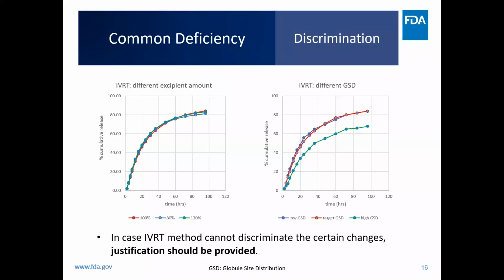The right side graph is an example of different globule size batches. The applicant manufactured lower globule size and high globule size batches, but the IVRT method did not discriminate the lower GSD batch, while the high GSD batches showed slower release. So in case your IVRT method cannot discriminate certain changes, you can submit a justification.